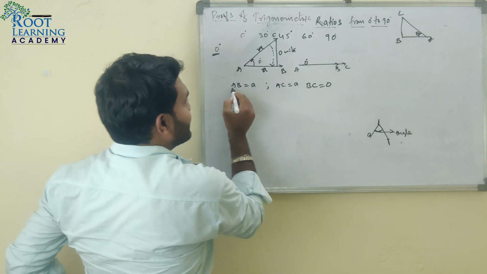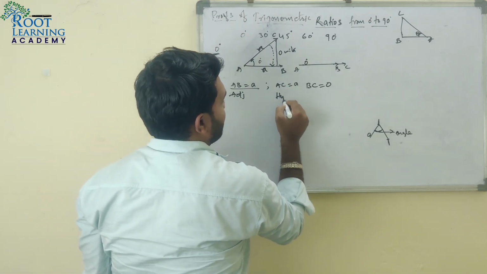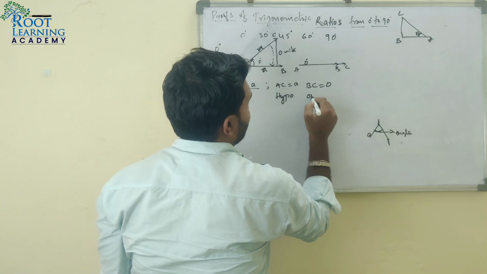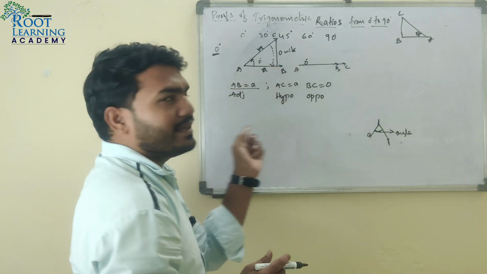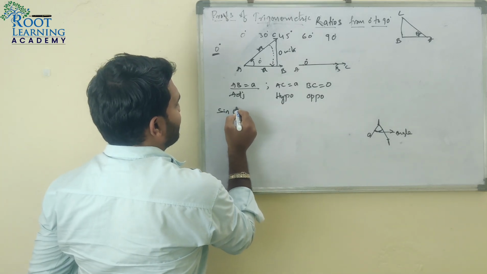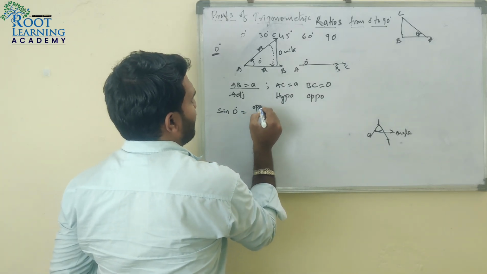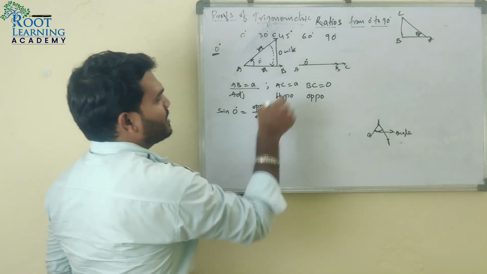Okay, so this is what? Adjacent, this is hypotenuse and this is opposite. Hope you understood. So by taking this, we are finding the values. First, sine 0 degrees is equal to opposite by hypotenuse side. So what is the opposite side here?